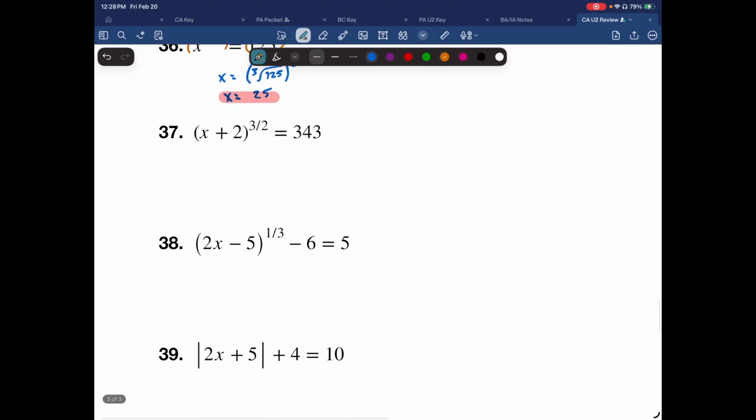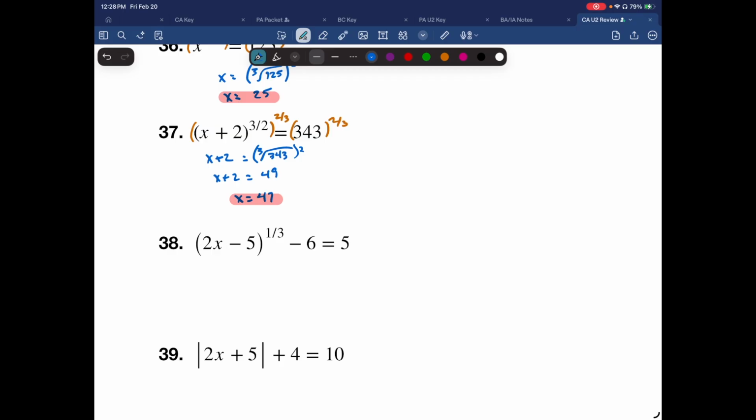Same thing on 37. I'm going to raise both of them to the 2/3. So that's going to get rid of the parentheses here. This is the same thing as the cube root of 343, all squared. The cube root of 343 is 7. 7 squared is 49. Subtract the 2, so x equals 47.